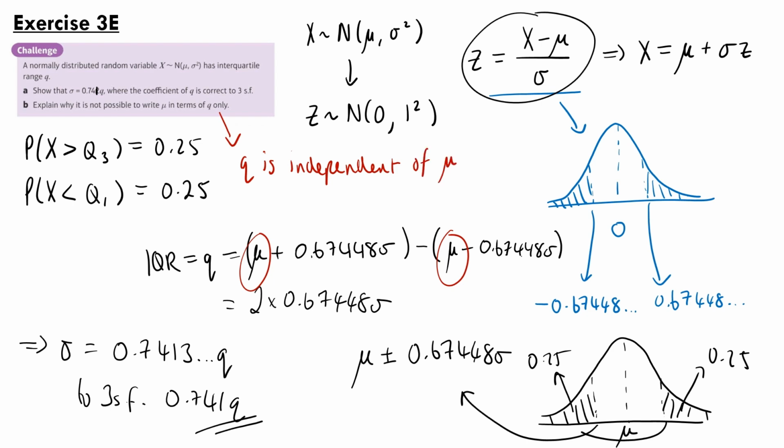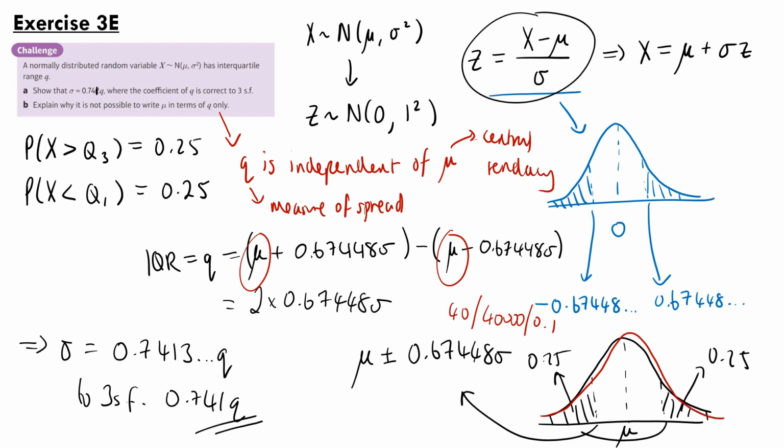Well, mu is the mean, it's the measure of central tendency, whereas Q is a measure of spread. So yeah, the mean mu could be 40, could be 40,000, could be 0.1, doesn't matter, because Q is completely independent of this mean. You could think about it as moving this distribution along. Like we could move it to the right and it'd be here, and the interquartile range would still be the same with a different mean mu. It could be here, and the same story. So yeah, the interquartile range is completely independent of the mean.